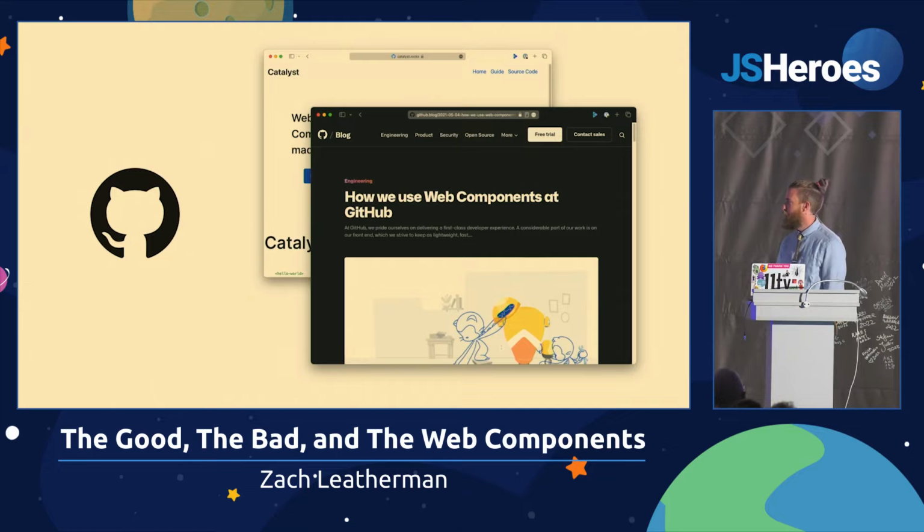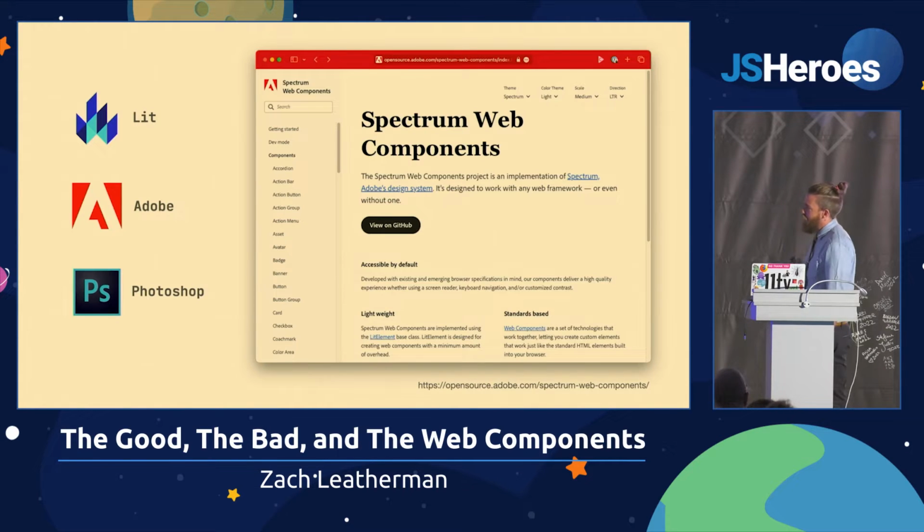GitHub uses web components. I'm sure Sid would have something to say about that. And another really great one, I think, that got a lot of big press was Adobe. So they have Spectrum web components, and they actually implemented Photoshop on the web with that. And it's based on Lit.